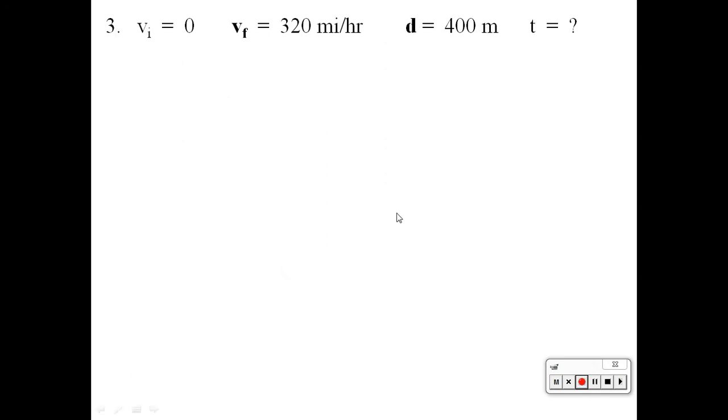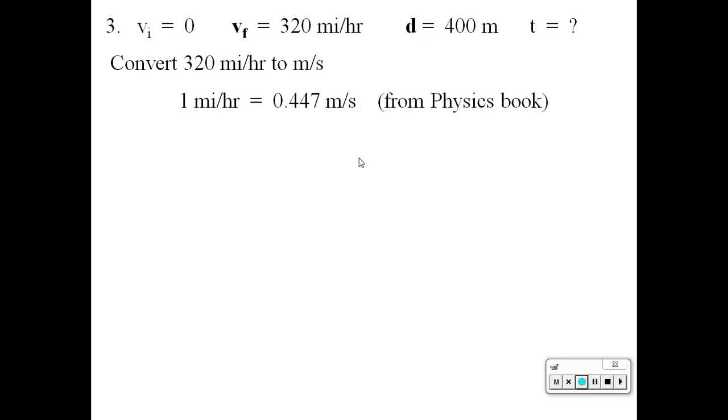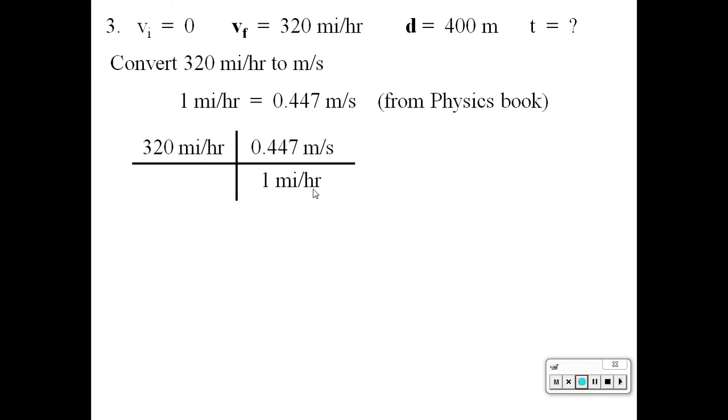Problem number 3 involves a dragster. They give us the speed in miles per hour. We need to convert this speed to meters per second, so we need a conversion factor. Physics book gave me this. We're going to set it up in our factor label method. Cancel out the miles per hour, put them on the bottom, meters per second is therefore on top. After cancellation and a little calculator work, we get a final velocity of 143 meters per second.